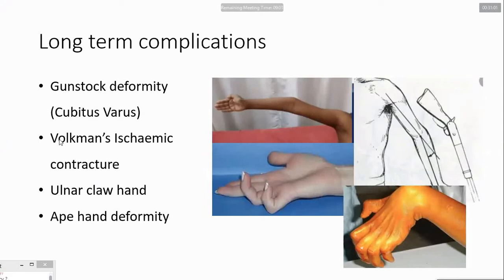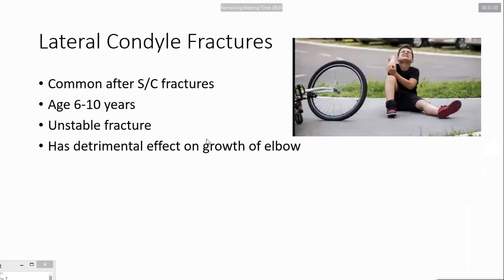I'll tell you why. The other complication can be Volkmann's ischemic contracture if there are associated brachial injuries, leading to shortened tendons and an ape kind of hand deformity. If there is an ulnar nerve injury, there can be clawing of the ulnar 2 digits, as supplied by the ulnar nerve. And if there is an injury of the median nerve, it leads to ape hand deformity. Okay, so that covers much of supracondylar fracture.